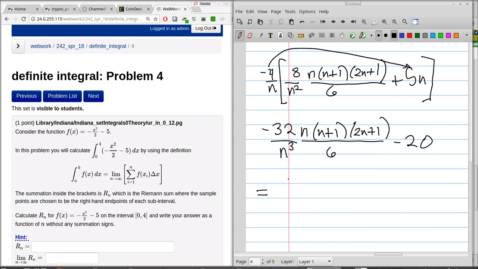So on top I've got negative 64 times n cubed plus a bunch of who cares, some lower degree stuff. And on the bottom I've got 6n cubed, and out here I've got minus 20.